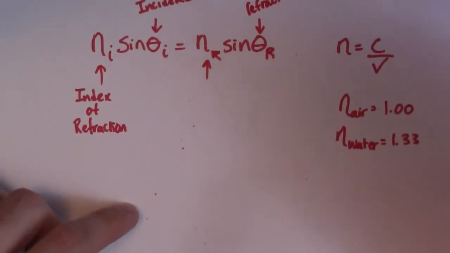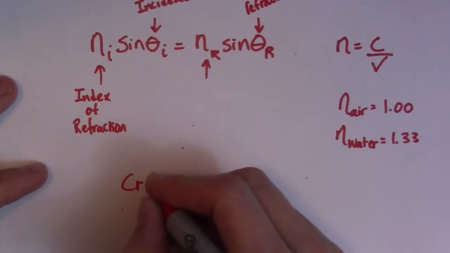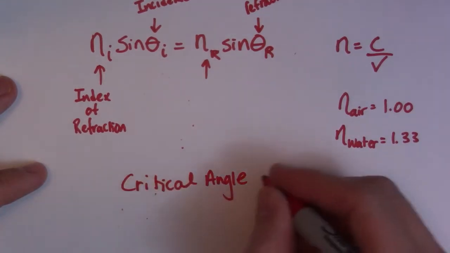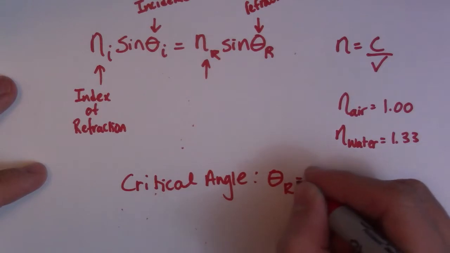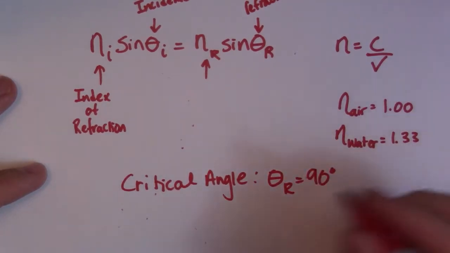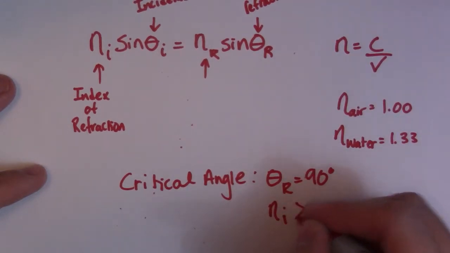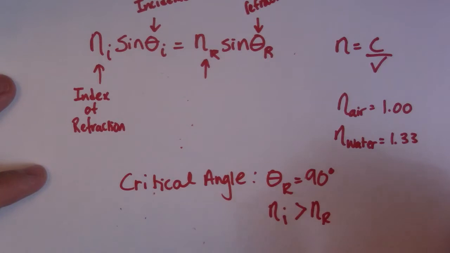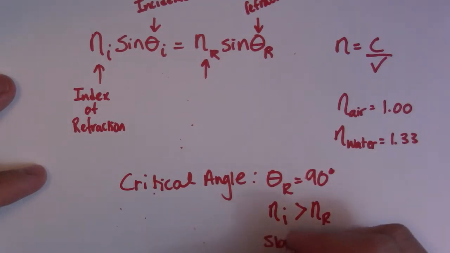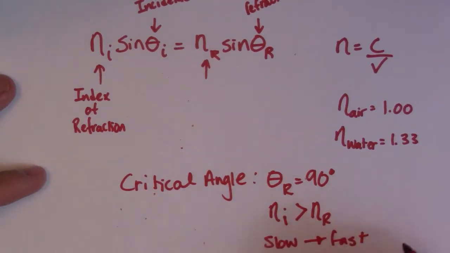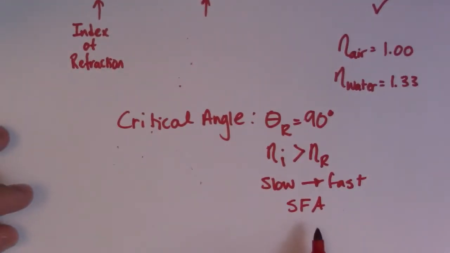So yeah, now if we have a critical angle, so if someone asks you to find the critical angle, the thing about the critical angle, and this is what you need to remember, is that theta r is always equal to 90 degrees. We also have to have the situation where Ni is greater than Nr. What that means is it goes from a slow to a fast medium. And the reason is because it has to bend away from the normal line. So remember, SFA, it has to bend away from the normal line in order for a critical angle to occur.